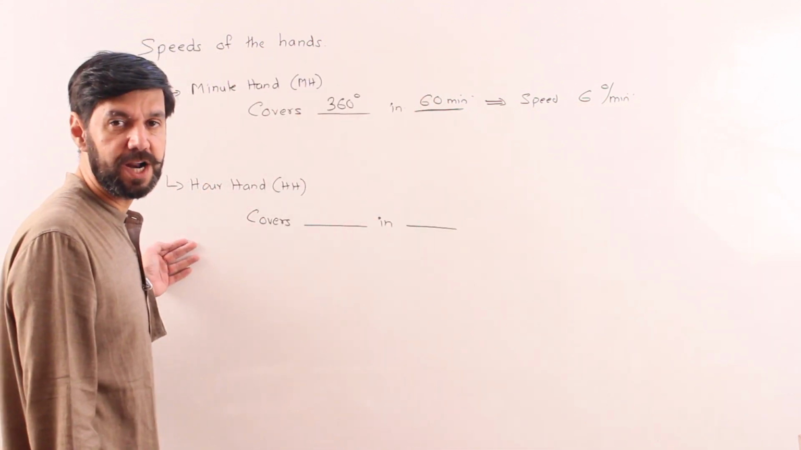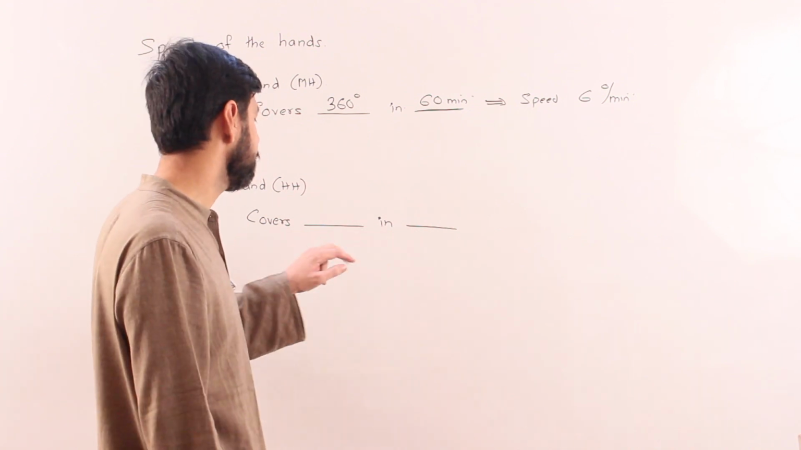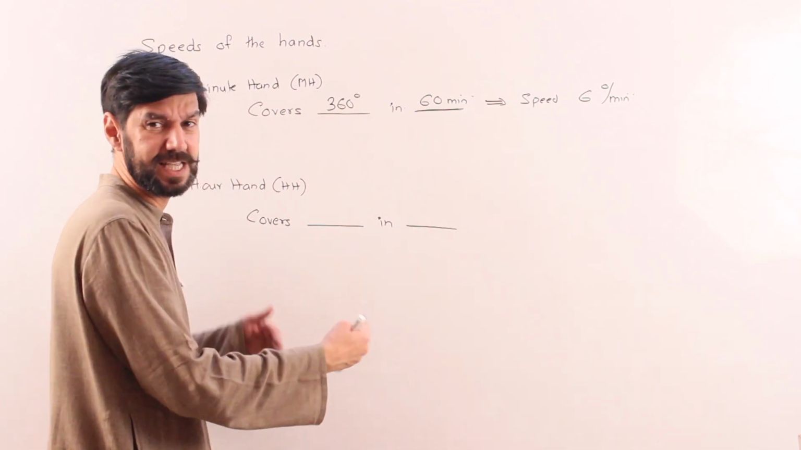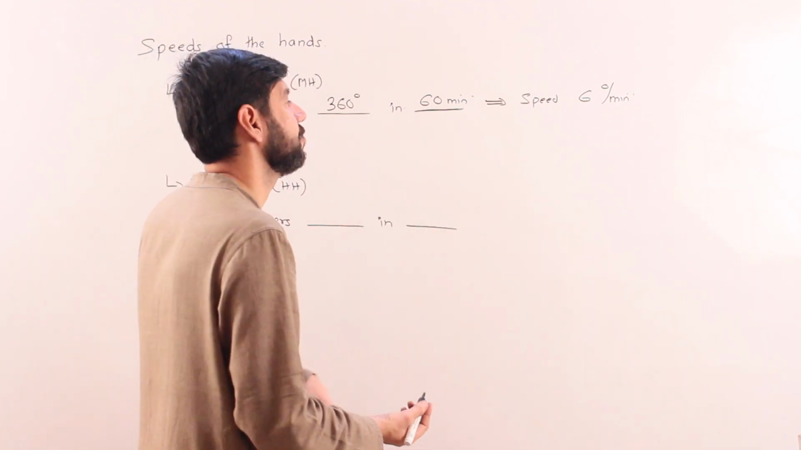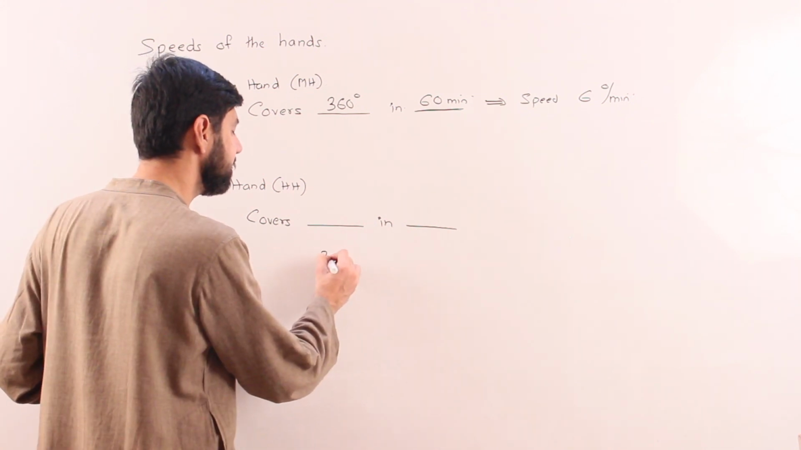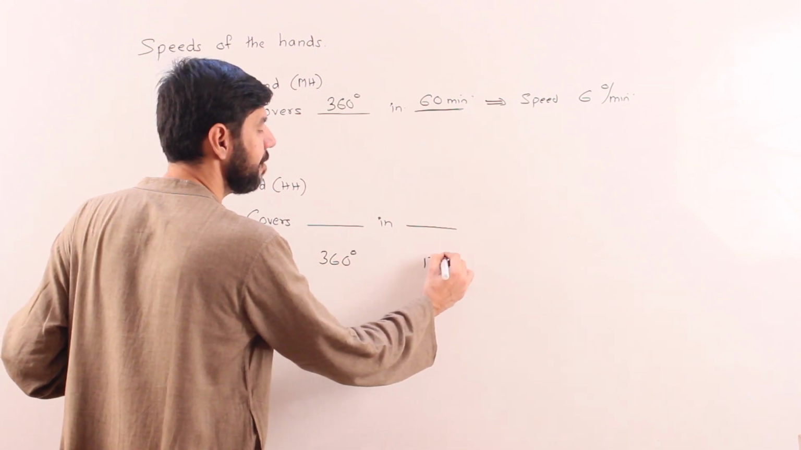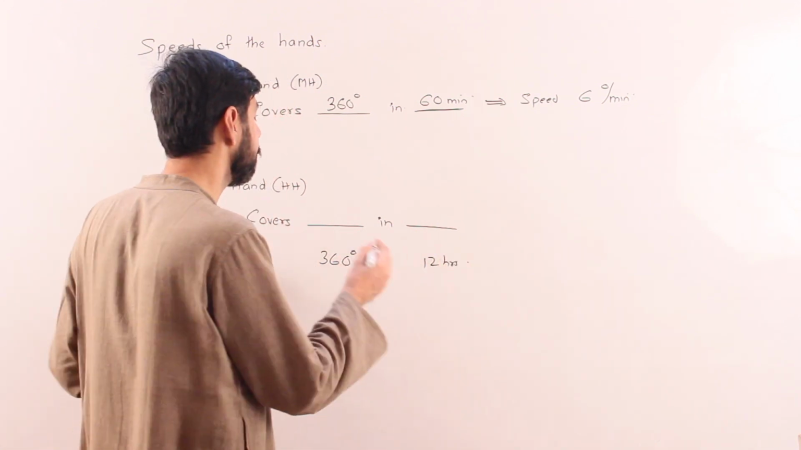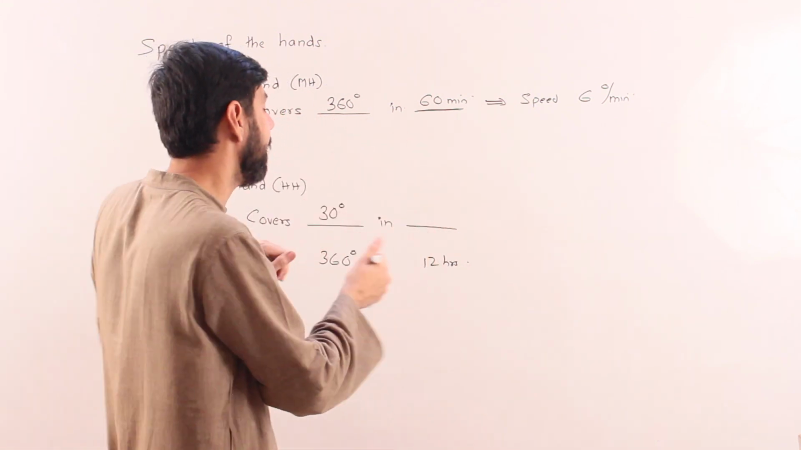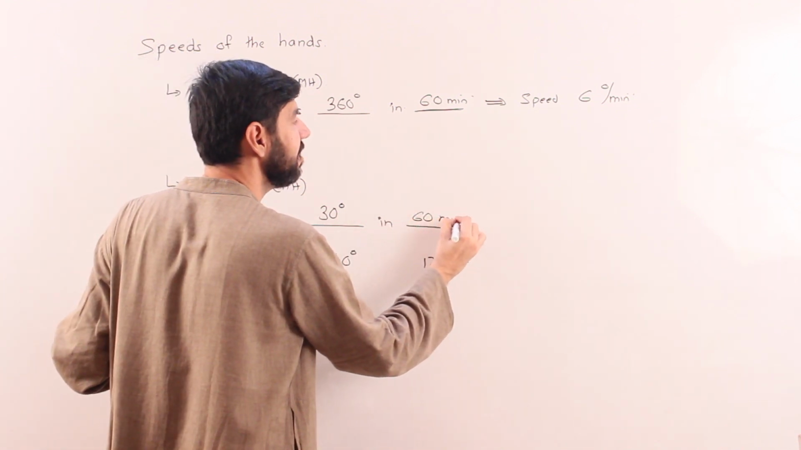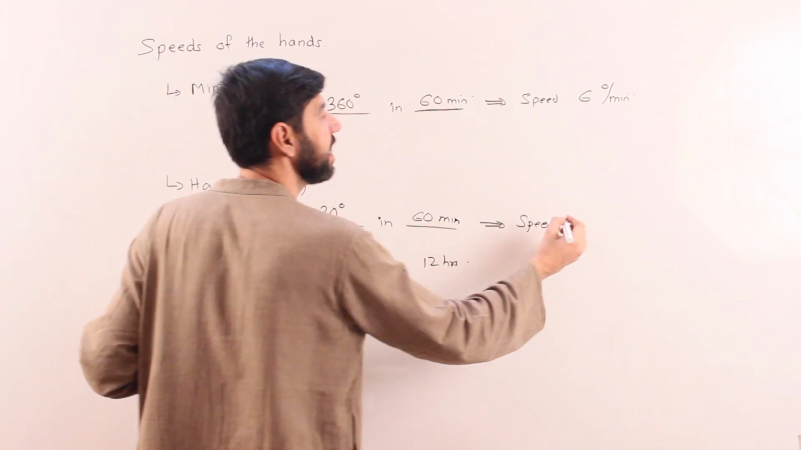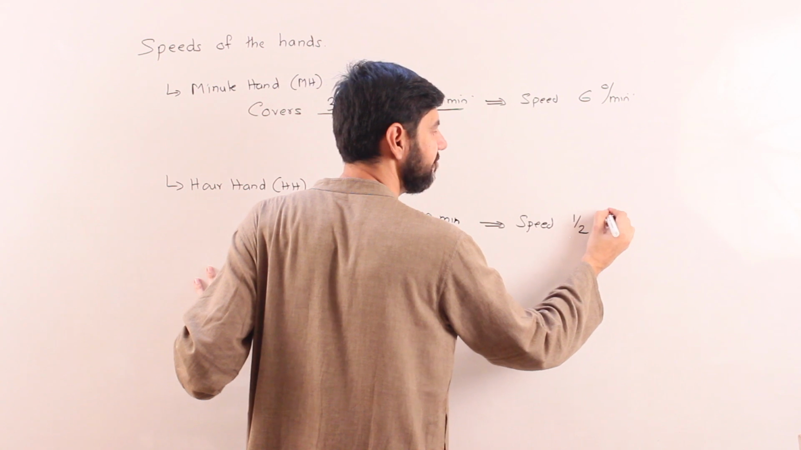The same thing when I do for an hour hand. Now you anticipate and put it, there's no right or wrong answer, as in you can have different answers. I might give a different answer, you might give a different answer. So first do it and then continue looking at it. One might say it covers 360 degrees in 12 hours. But now 12 hours is a large time period. One could also have said it covers 1 hour, that is 30 degrees, in 60 minutes. Either way, whichever way you go ahead, you can easily find the speed as half a degree per minute.